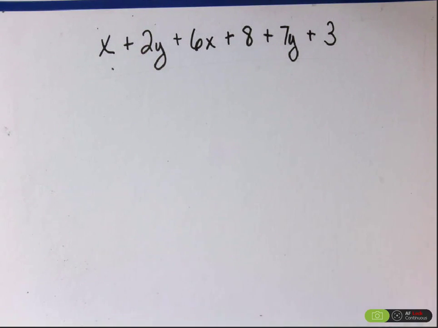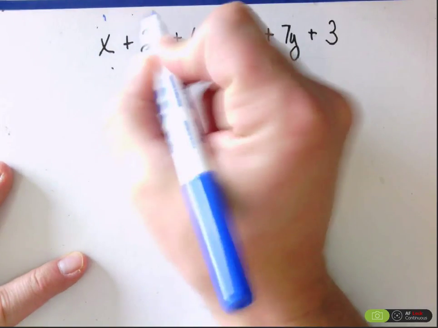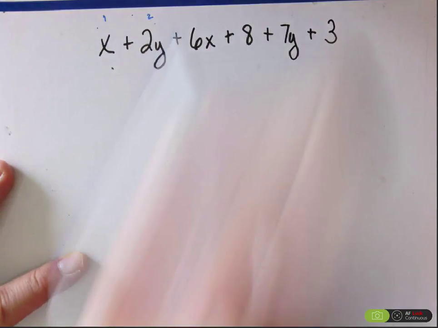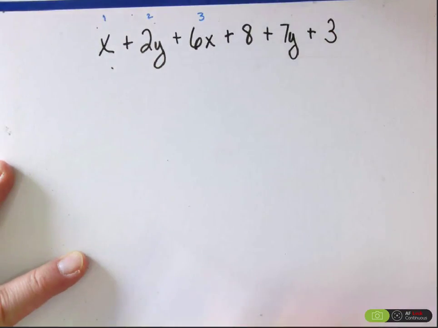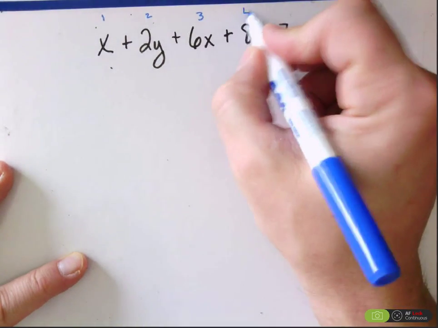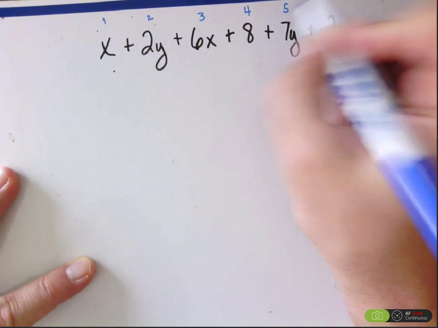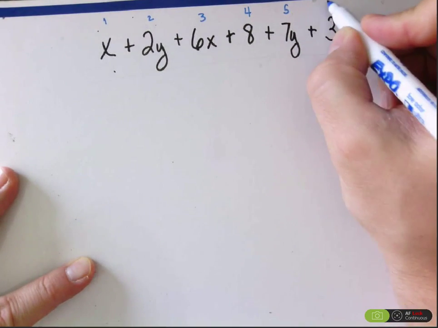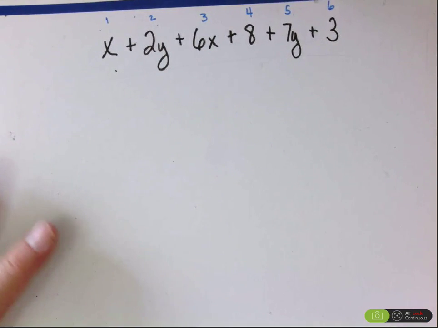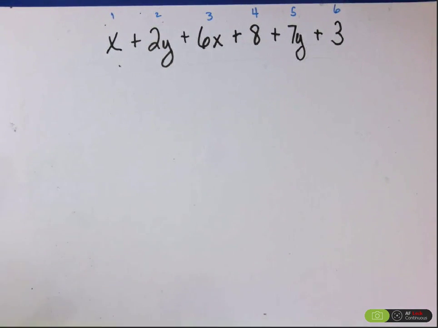Okay, this one, we're going to take a look, and again, we can count out the terms that we have. So a variable by itself, a variable with a coefficient, or a constant, that makes up a term, remember? So x is a term, 2y is a term, 6x is a term, 8 is a term, 7y is a term, 3 is a term. So there are 6 terms. We're going to see which ones combine.